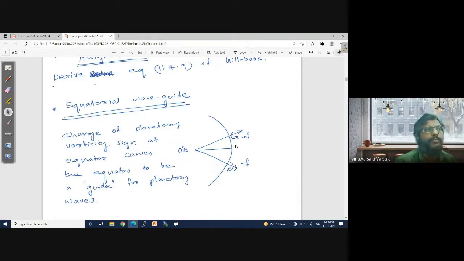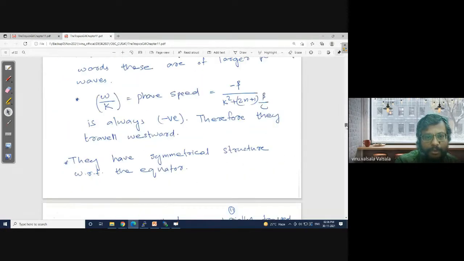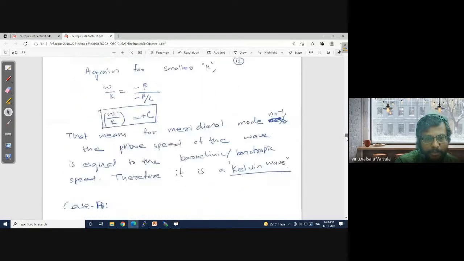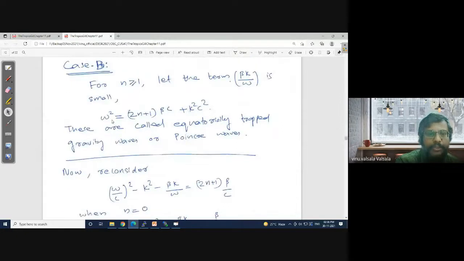And I am going to give you a clearer picture as I go further ahead. Anyway, let us go back to case B without losing much focus. Case B offers high frequency equatorially trapped gravity waves, or Poincare waves, of equation omega square equal to (2n plus 1) beta c plus k square c square, where n equal to 1 gives one structure of trapped gravity waves. If n equal to 2, another structure of trapped gravity waves, and so on.